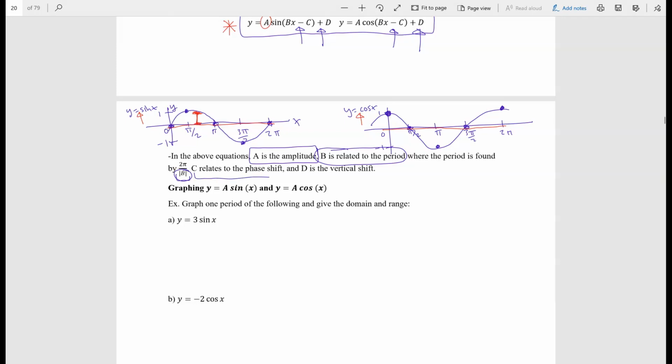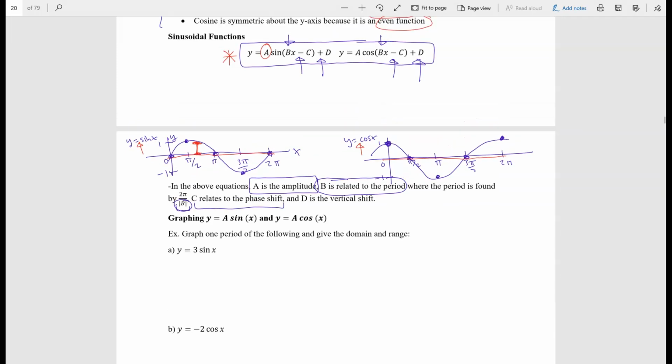C corresponds with the phase shift, which basically means you're shifting the graph horizontally. That's what the C basically does. And D is the vertical shift. If you remember from Math 96, when you graphed parabolas, if you have a positive D, that means you're going to shift up D units. And if you had a negative D, that means you're going to shift down D units. And we'll do a couple of examples of that, especially if you forgot.